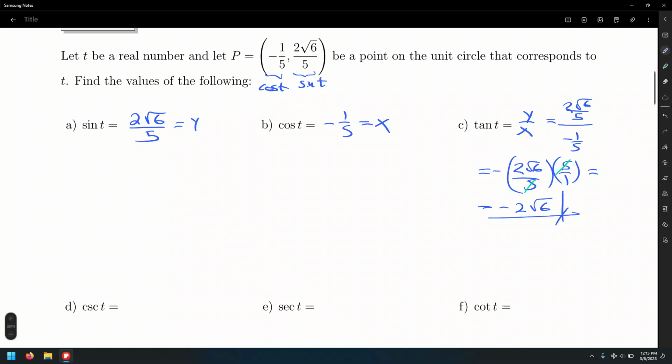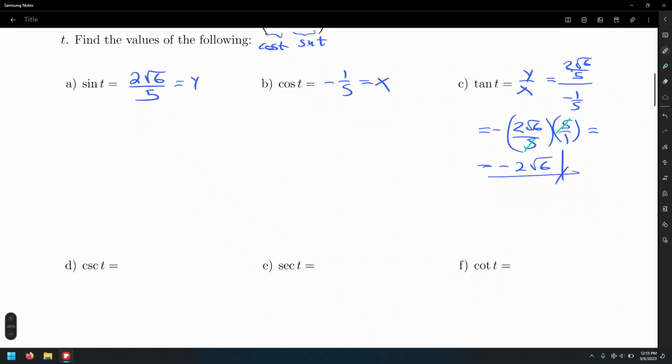For cotangent, which is right below, the last on the exercise, there's a couple of ways we can go about it. Number one, just find the reciprocal of this number, or go with the definition. I'd rather go with the definition so you can see where this is coming from. Cotangent is the reciprocal of tangent. If tangent is y over x, then cotangent is x over y. In this case, negative 1/5 over 2 root of 6 over 5.